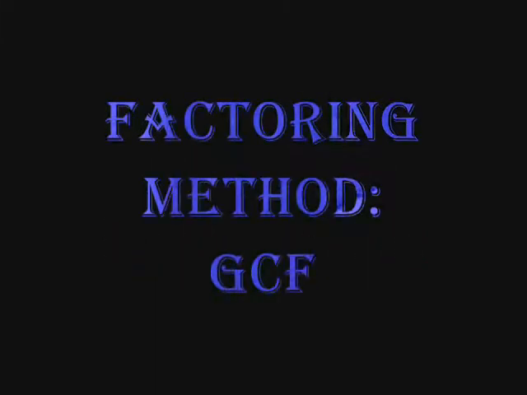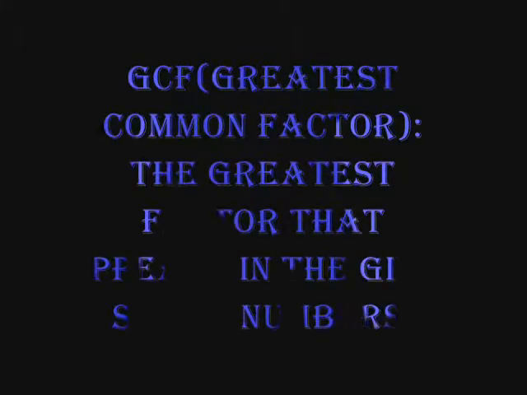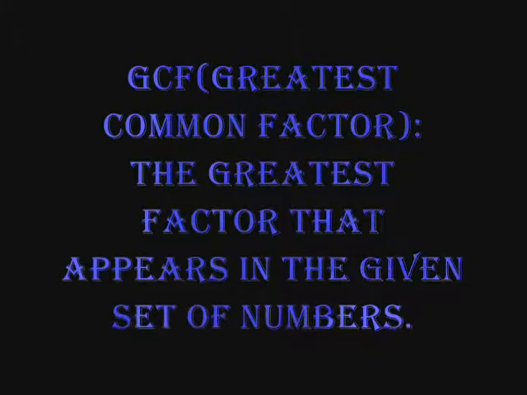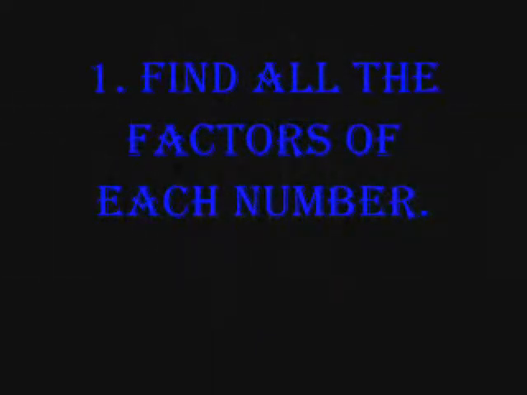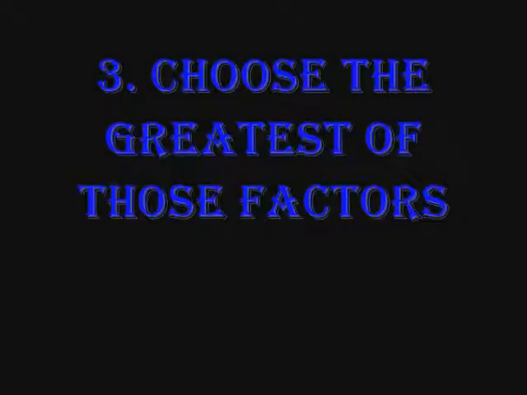Factoring method, GCF. GCF, or greatest common factor, is the greatest factor that appears in a given set of numbers. Here are some steps to find GCF. Find all the factors of each number. Circle common factors. Choose the greatest of those factors. And here are some examples.